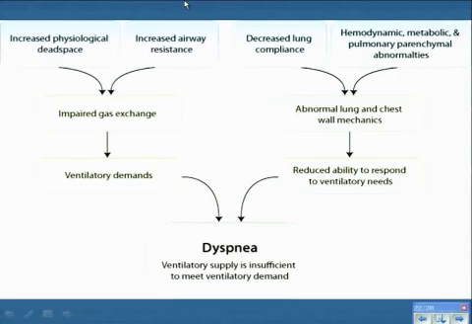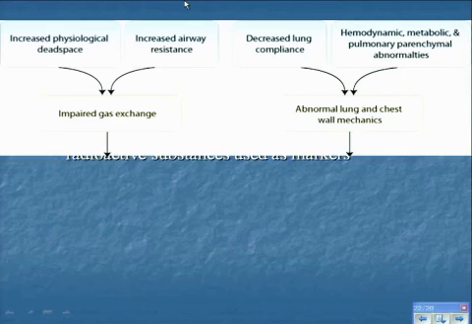So we figured out what the problem was and got her back on her running exercises. So some people can really do it. But otherwise you have decreased lung compliance. That gives you abnormal chest wall dynamic mechanics and a reduced ability to respond to ventilatory needs, and they get dyspneic. The other thing is you can have an increased dead space or increased airway resistance that causes impaired gas exchange, which you can usually figure out with blood gases when they're doing stress tests.